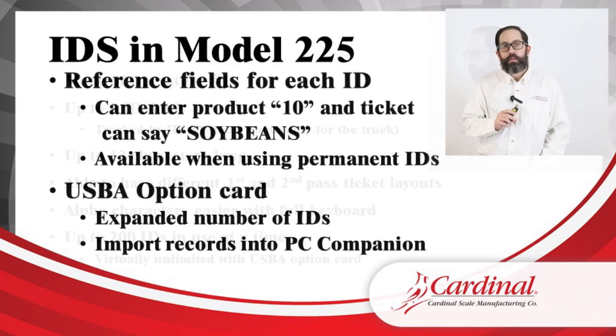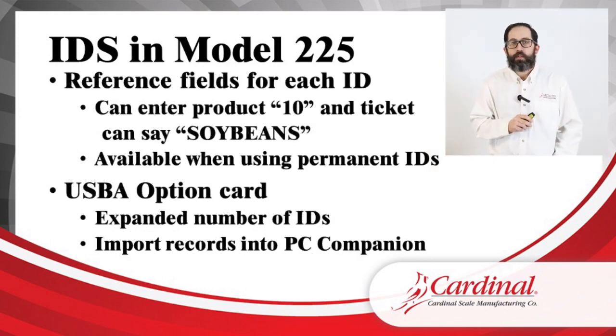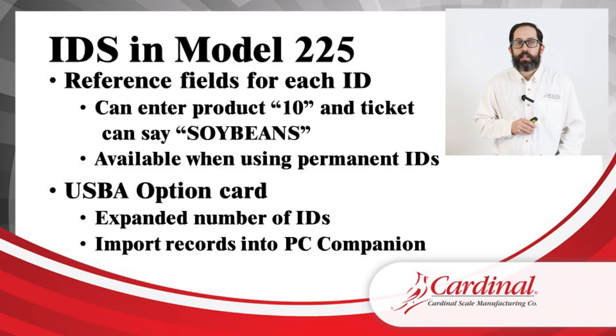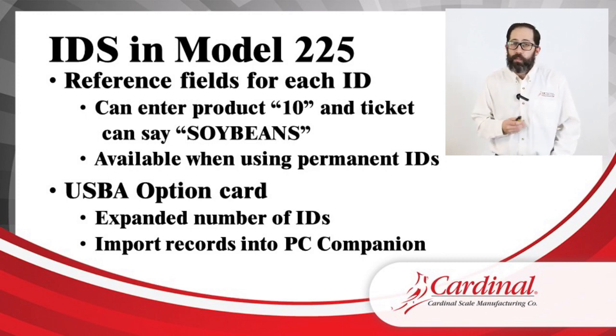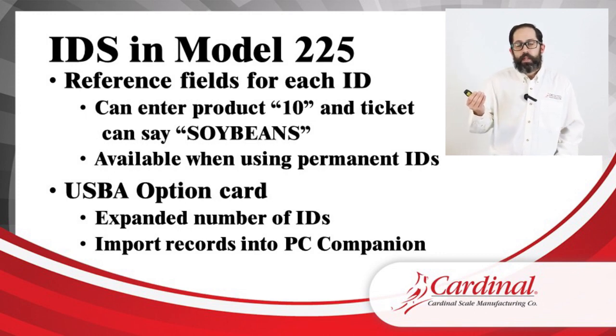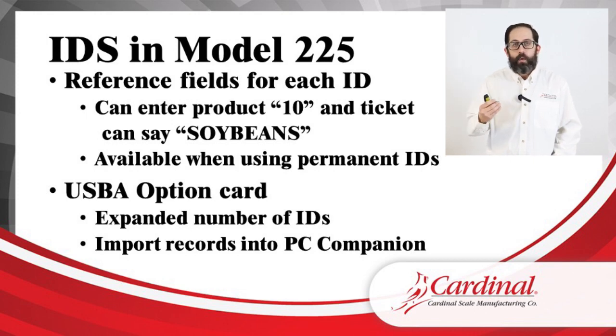An interesting feature that I really like about the 225, that in my opinion is underutilized, is that each ID can have what's called a reference field. A really good example is, let's say a company is selling some sort of seed or some sort of feed. And in this case, let's say they have soybeans as one of their products. So we can have it set up, and it's actually how I have my 225 here set up.